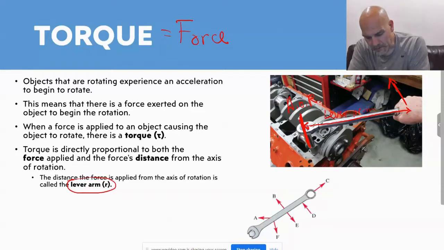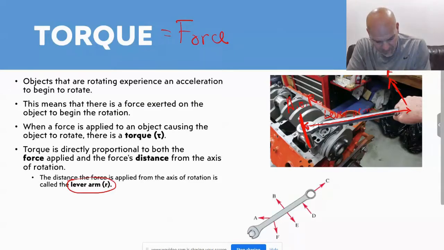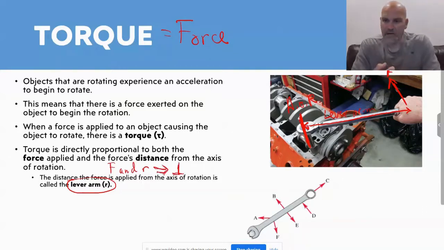Okay. Now, sometimes they'll do ranking tasks, which you can see here popping up with this wrench. So if we want to rank these from greatest torque to least torque, okay, one thing to note is that these two, F and what we call R, they have to be perpendicular to each other, okay? If they're parallel, there's no torque. If they're at an angle, only the perpendicular piece is creating torque, okay?